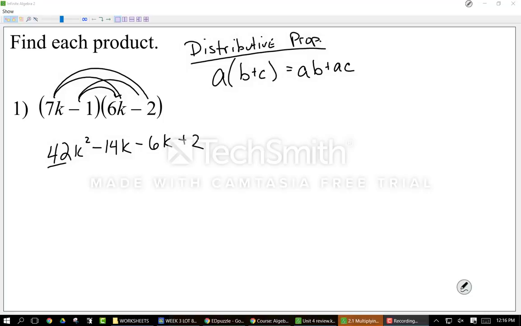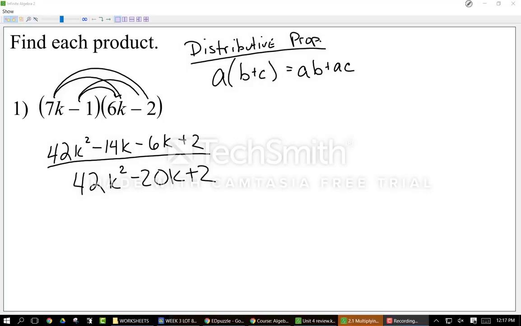You'll see that my terms are always going to be alike, whether it's in the box, whether it's FOIL, whether it's distributive property. Now combine like terms, and your answer is the same no matter which way you do it. It is up to you which way you want to do it. I'm just letting you know FOIL only works for multiplying binomials. The distributive property and the box work for all polynomials.